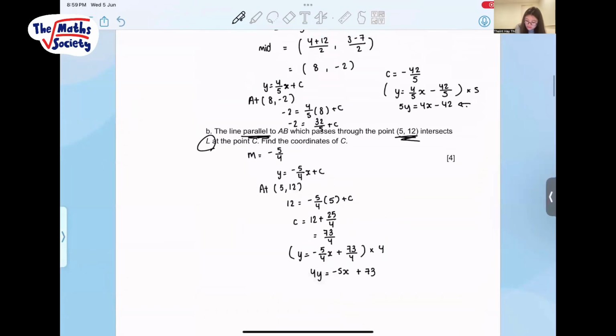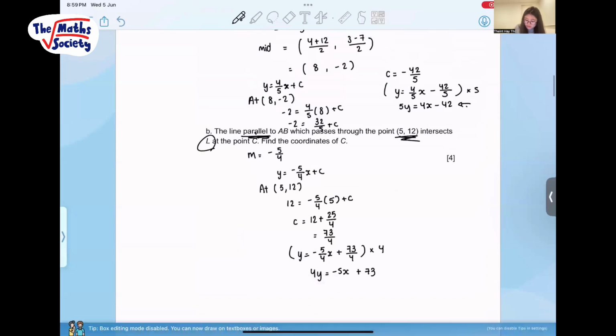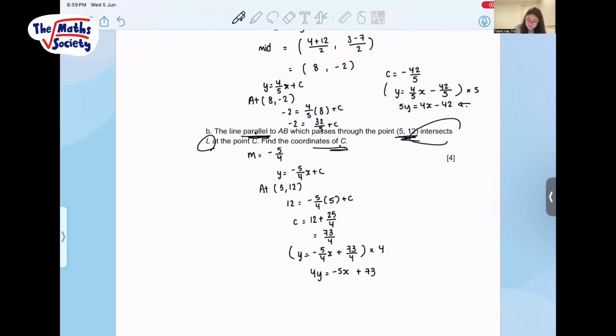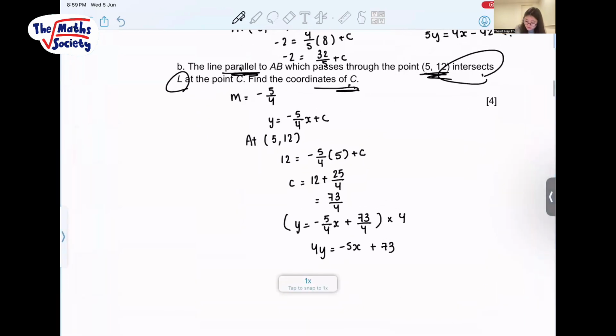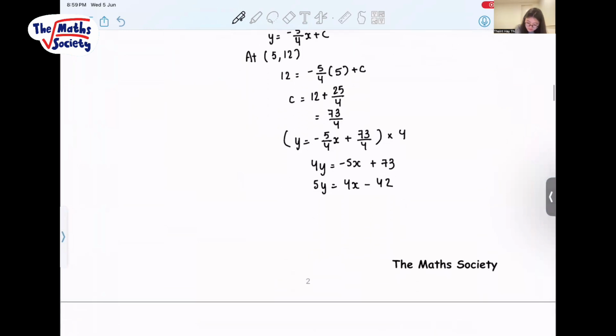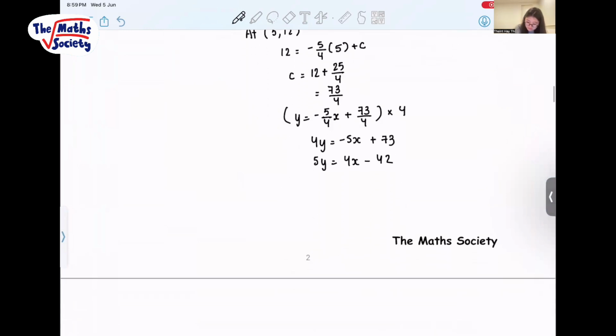And then we have the equation from above because it says it's parallel. So we need to find the coordinate of C where they intersect with each other. So you have 5y equals to 4x minus 42, yeah? And then because you have it equal, you're going to multiply the first by 4 and the second by 5. So it's going to be 16y equals to minus 20x plus 292.